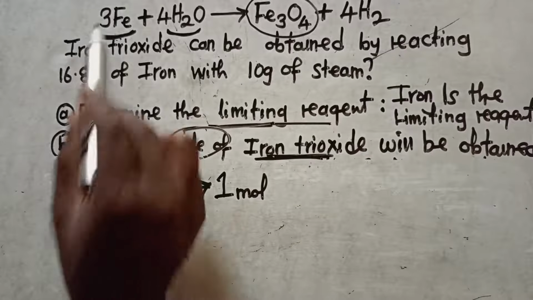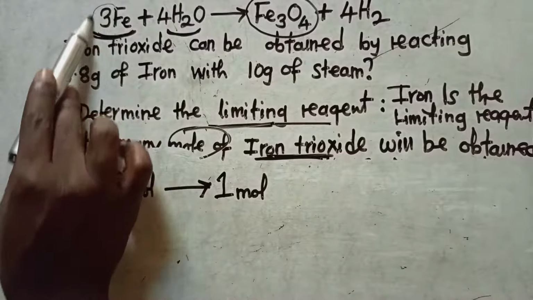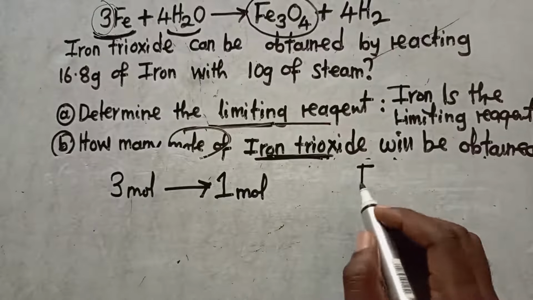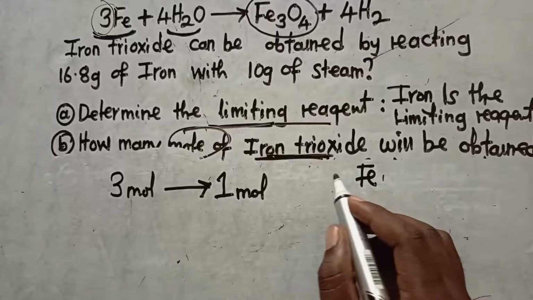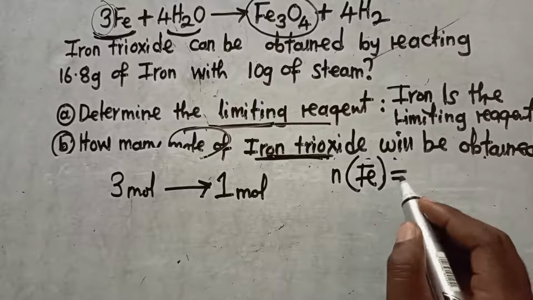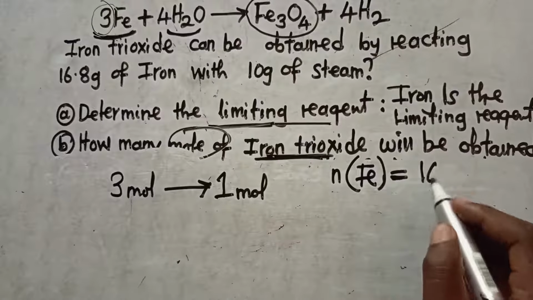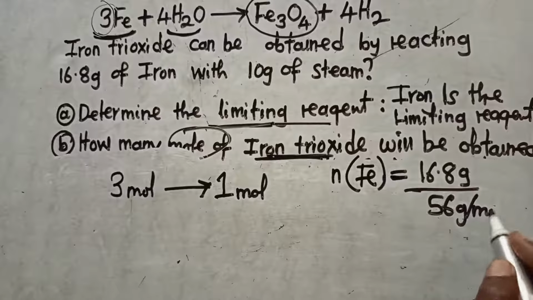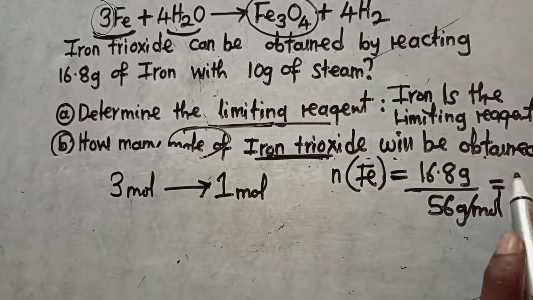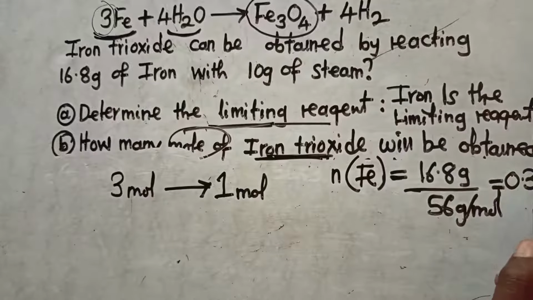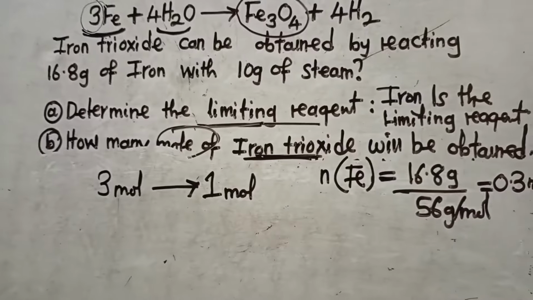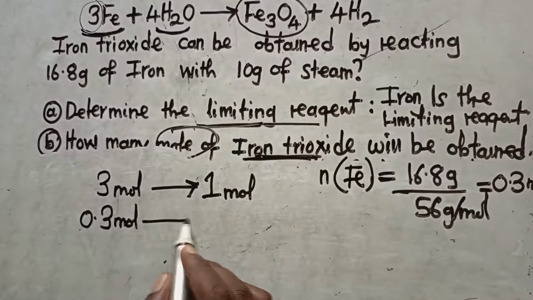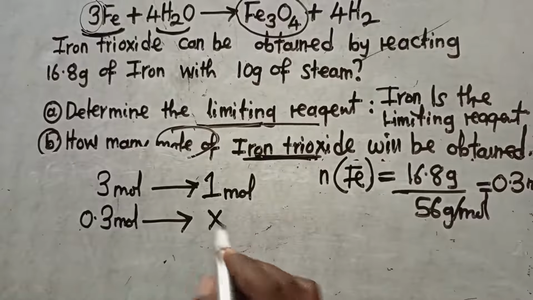Then I'm not supposed to include this 3 when calculating; I just calculate the way it is. So, the number of moles for iron is equal to mass, 16.8 grams, over molar mass, which is 56. I'm not supposed to use the balancing number now. If I do the calculations, I'm going to get 0.3 moles. So that is the answer, and it is the one I'm going to put here, 0.3 moles. Then I say this is equivalent to x moles.